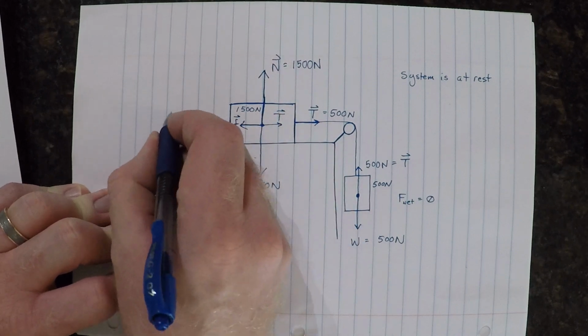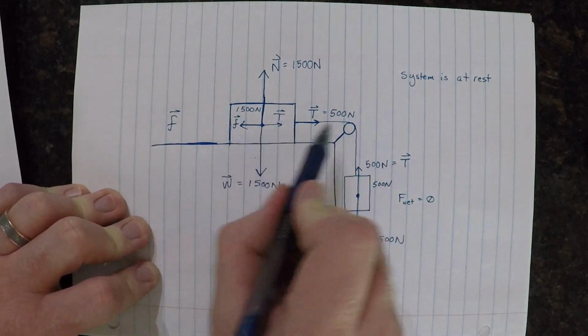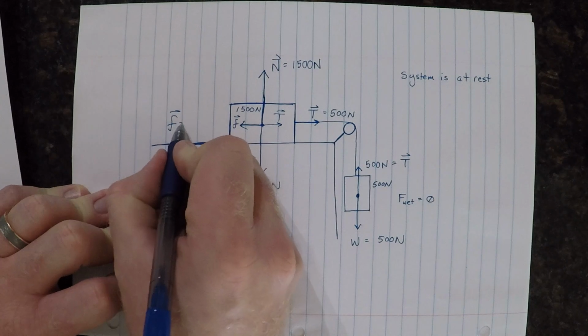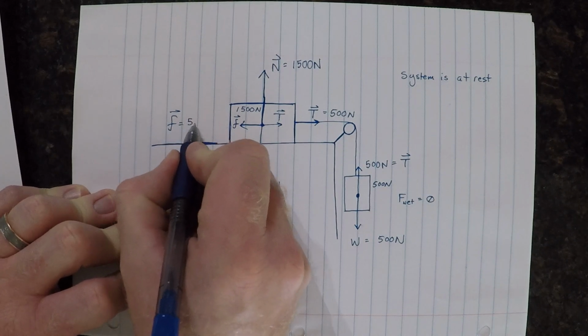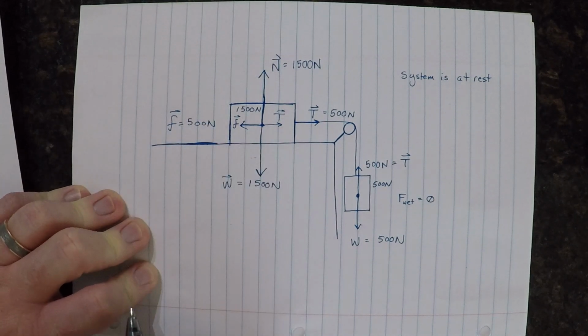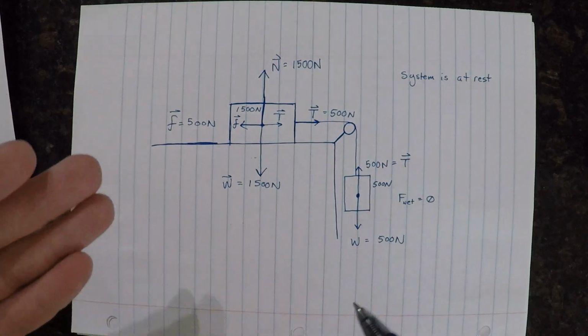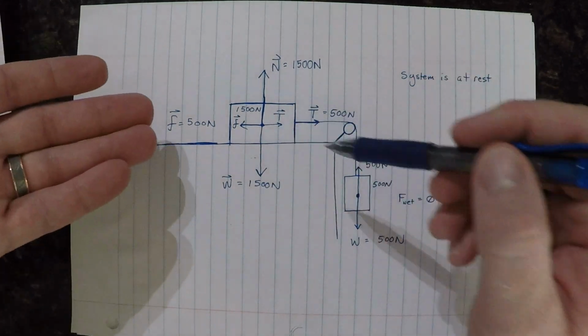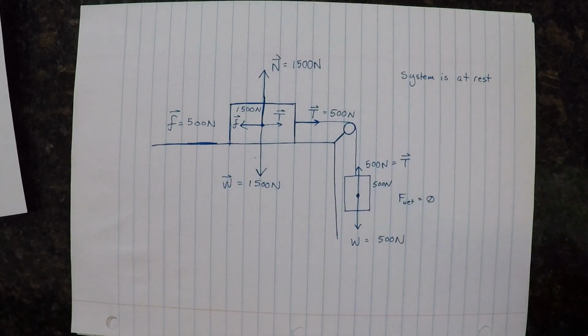So the frictional force has to equal the tension force, which is pulling to the right, and that frictional force is equal to 500 newtons. So that is our analysis of this two-block system where one block is hanging off of this pulley.